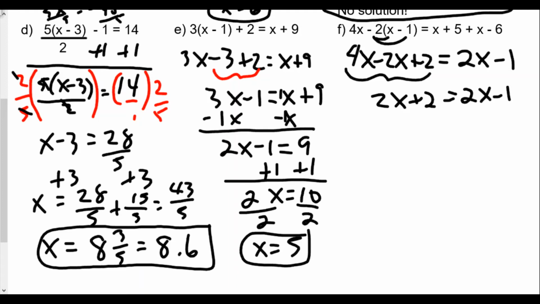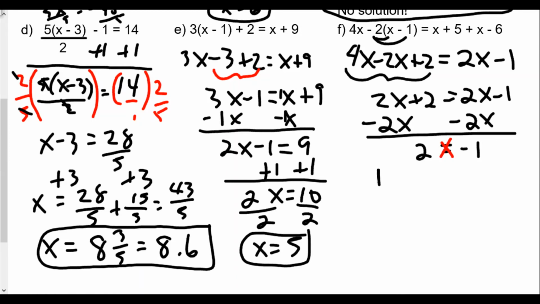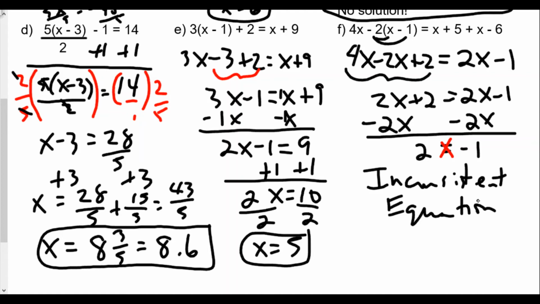Oh, looks like we have one of those situations. If you subtract 2x on both sides, we're going to get 2 equal to -1. And this is not correct, ladies and gentlemen. So we're going to get another inconsistent solution. So in this case, inconsistent equation. Okay? All right.